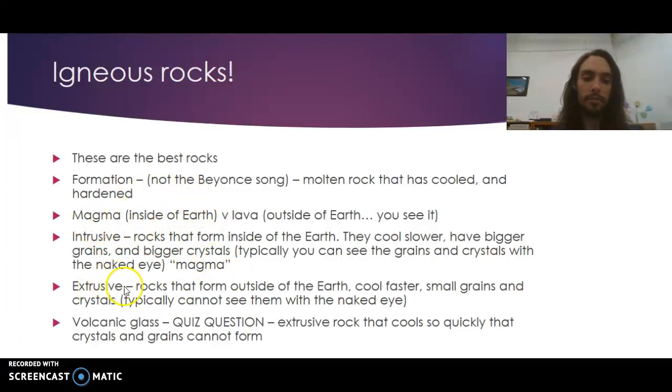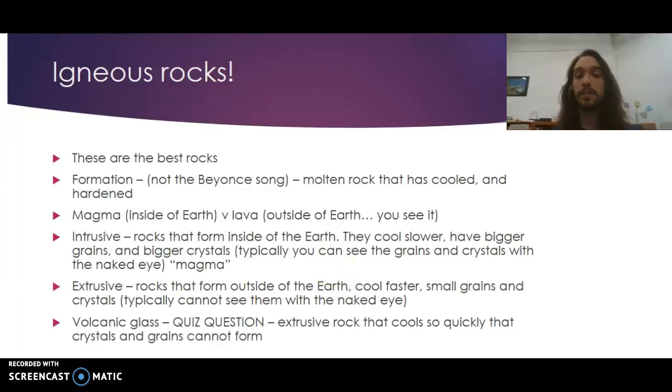Then we have extrusive. And when you think of X or like exit, it's outside of something. So these are rocks that form outside of the earth. So basically, it's magma that comes out of the ground and it cools very, very quickly compared to intrusive rocks, and that forms very small grains and crystals. Typically, you cannot see these grains and crystals with the naked eye. There are some minerals that I'll show you that you can actually see, but that's the really easy distinction between the two: you look at the grains.